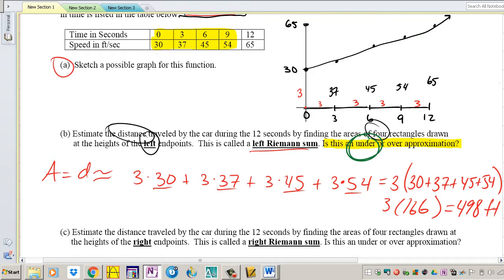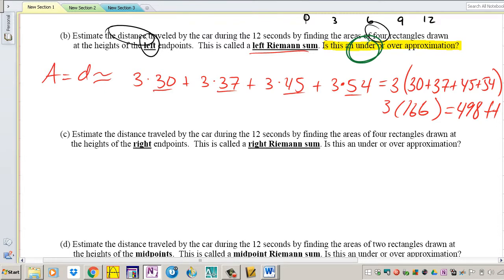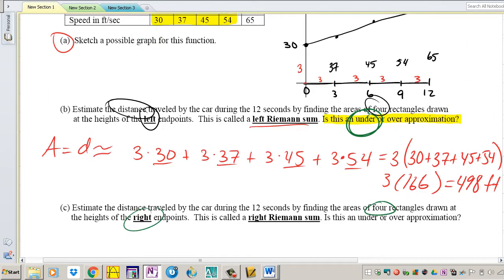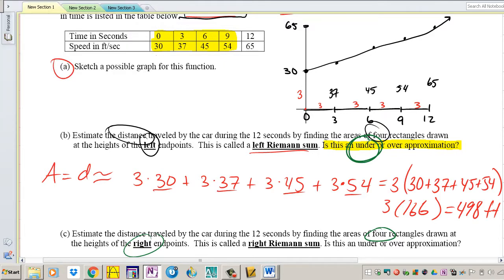Okay, letter C. So in letter C, we have estimate the distance traveled by the car in 12 seconds by finding the areas of 4 rectangles drawn at the right endpoint. So let's draw this differently now. Now we're going to be focusing on the right endpoint. So we're going to start from the right and then to the left. Right to the left. Right to the left, and the final rectangle.